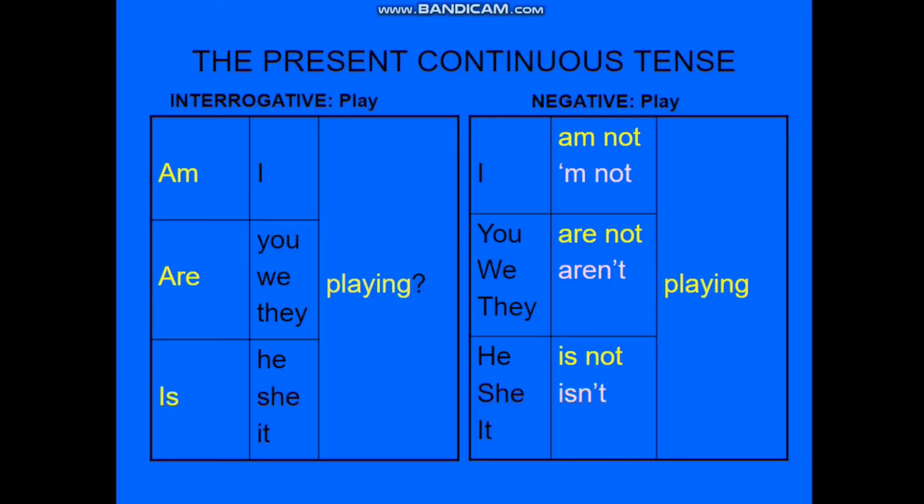How do we make interrogative? Am I playing cricket? Are you playing cricket? We use am with I, are with you, we, they and plurals, and is with he, she, it. So here we use the helping verb in front of the sentence, like am. Am I playing? Are you playing? Is he playing? Now here is negative, where we use not to show negativity. Like I am not playing, you aren't playing, we are not playing, and he is not playing and she is not playing.